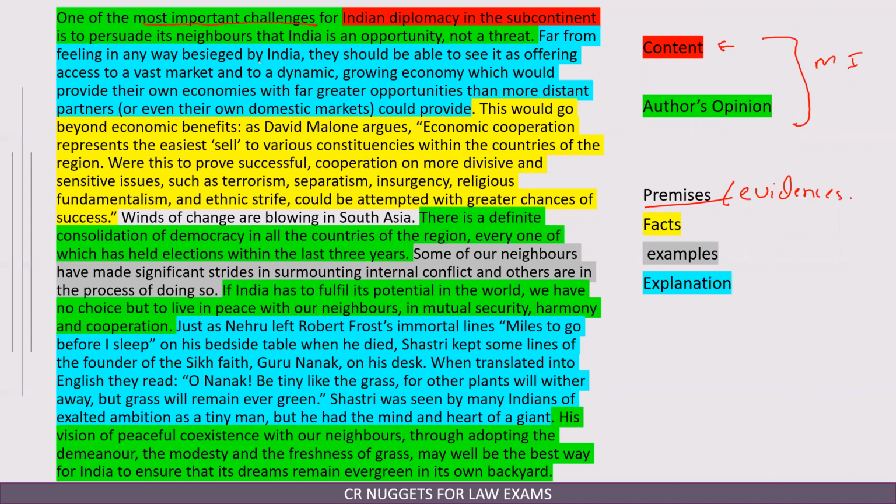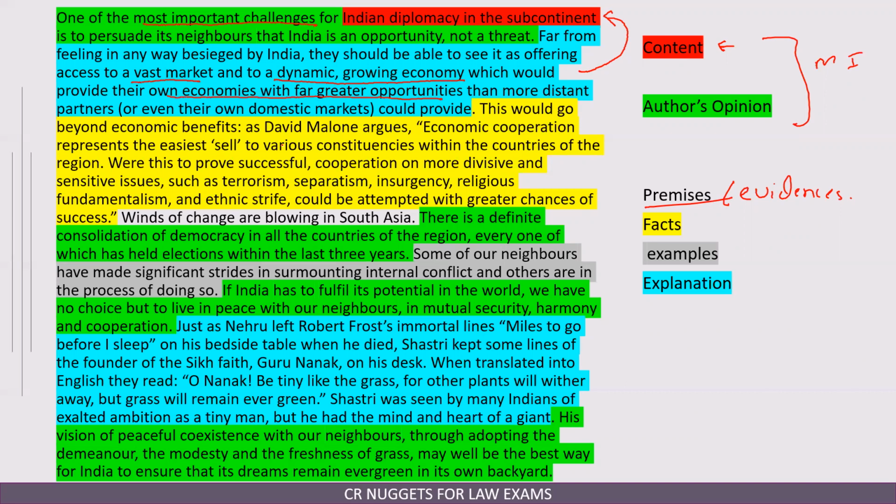Far from feeling in any way besieged by India, they should be able to see it as offering access to a vast market and a dynamic, growing economy. So what are these lines? These lines are an explanation of why the author is saying that they should consider India a land of opportunity: they get access to a vast market and a dynamic growing economy, which would provide their own economies with far greater opportunity. So this is the explanation of his opinion that they should look at India as a land of opportunity.